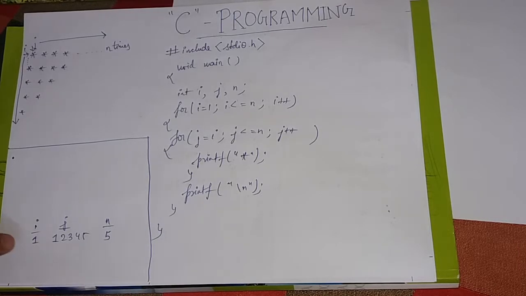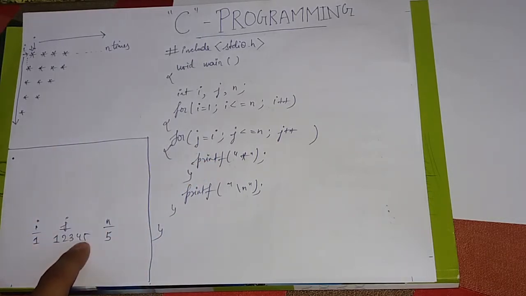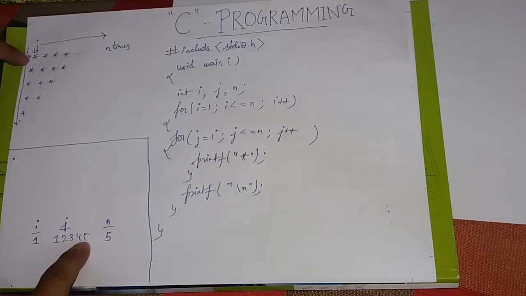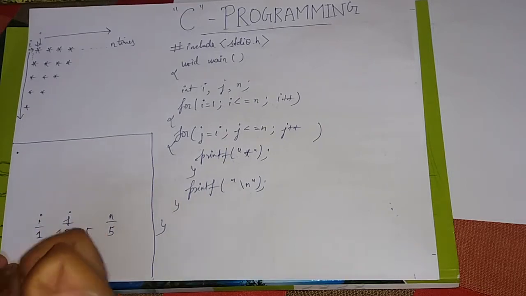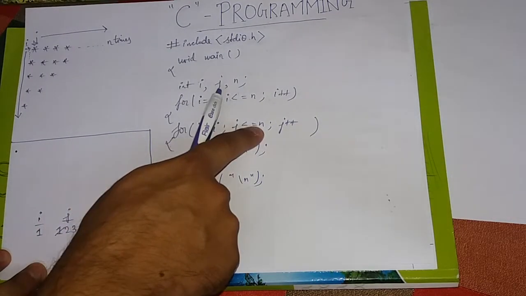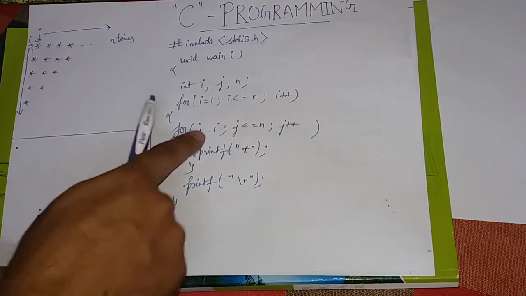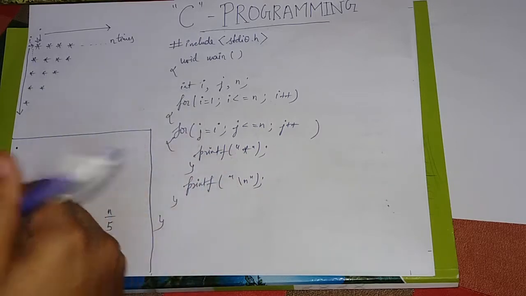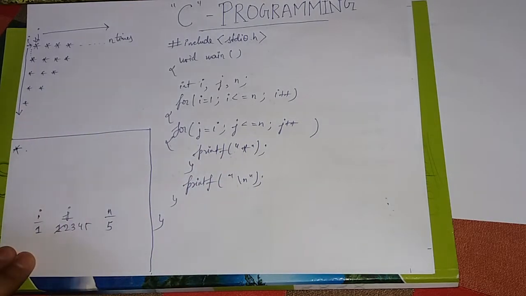Okay, so first time the value of i will be 1, and we are writing the j loop from i to n, so it will go from 1 to 5. So the first row will print 5 stars. First time the value of j will be 1. Now it will check this condition, is j less than or equal to n, which means is 1 less than or equal to 5, which is true. So it will come inside and print a star. It will print the star at this position and the cursor will come here.